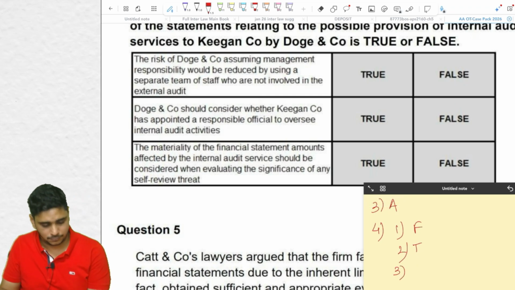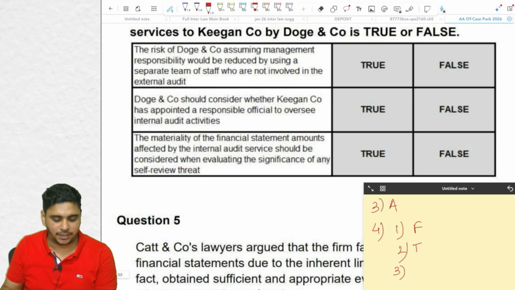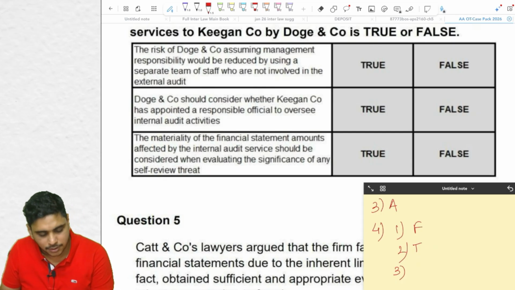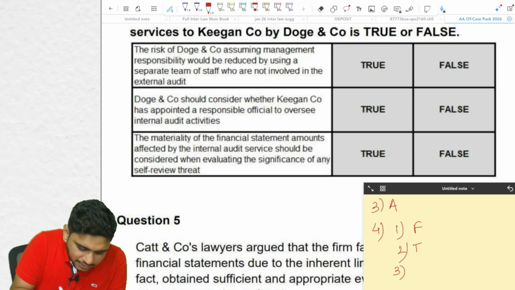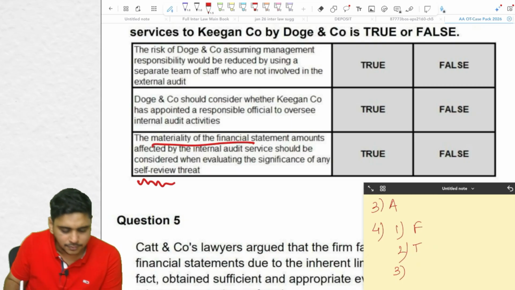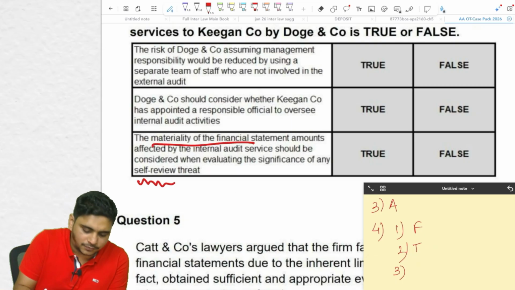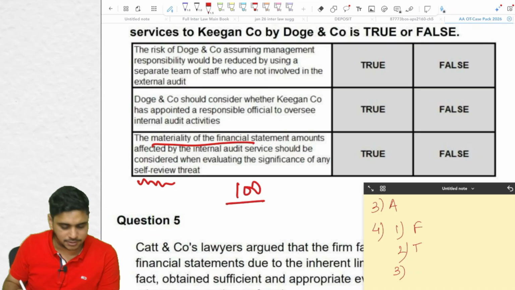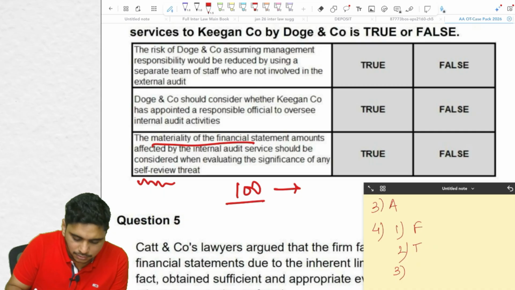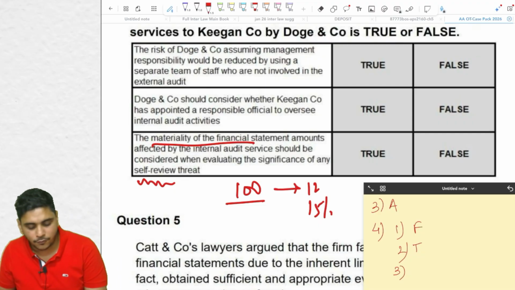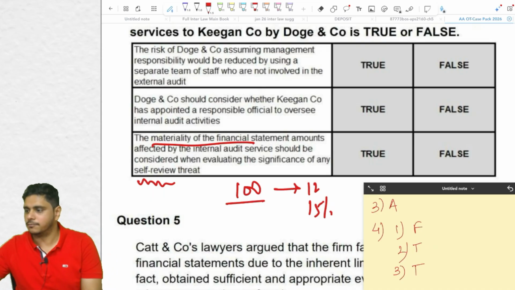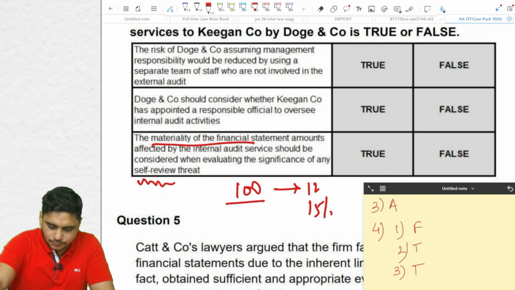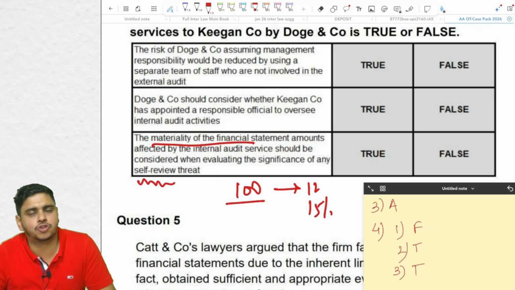Third, the materiality of the FS amounts affected by the internal audit service should be considered while evaluating the significance of the self-review threat. So materiality of the FS means, if a 100 rupee transaction is there in the FS, and you are doing some activity of like 12 or 15 rupees, obviously it will be affecting. I think this answer should be true. So this answer should also be true.